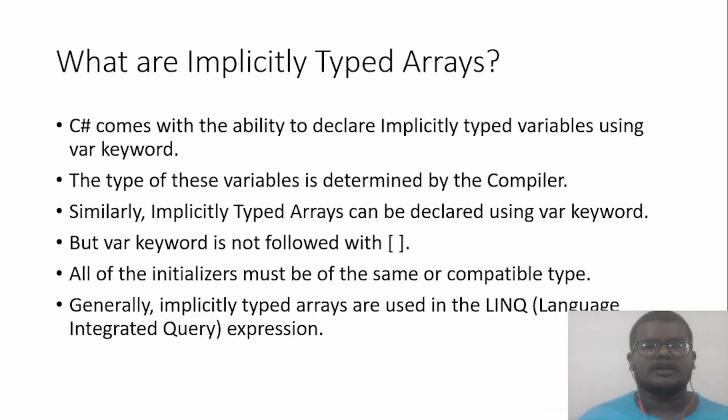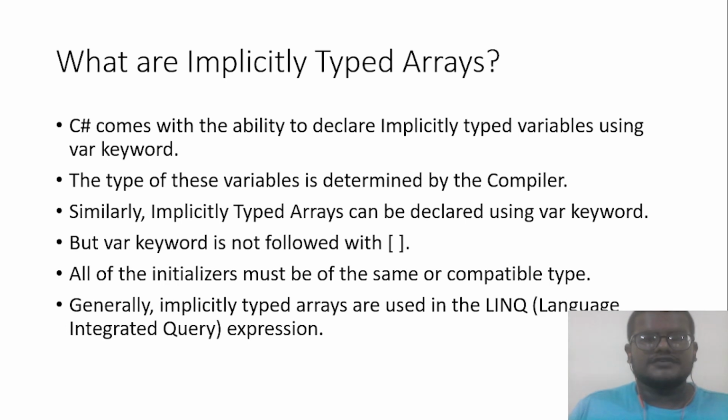Today we will be talking about implicitly typed arrays. Implicitly typed arrays do not contain any specific data type. In this type of array, when we initialize the array with any data type in it, the compiler automatically converts these arrays into the data type which is present in that array. So generally the type of variable is determined by the compiler.